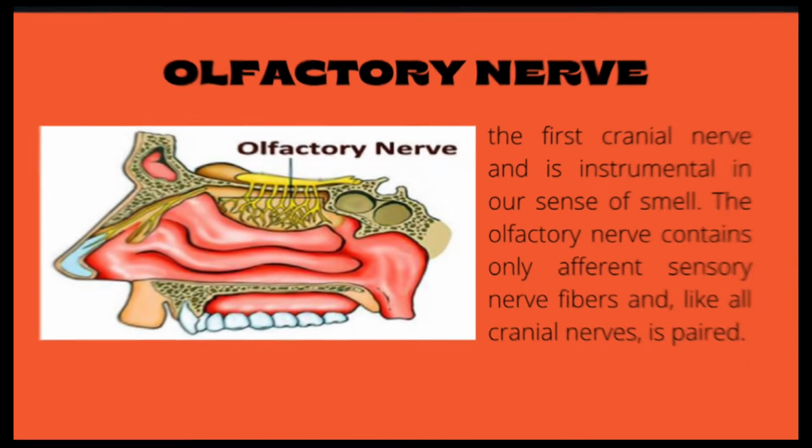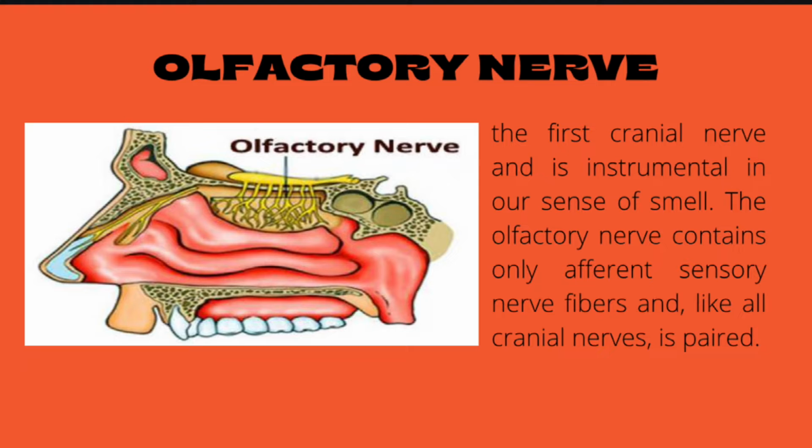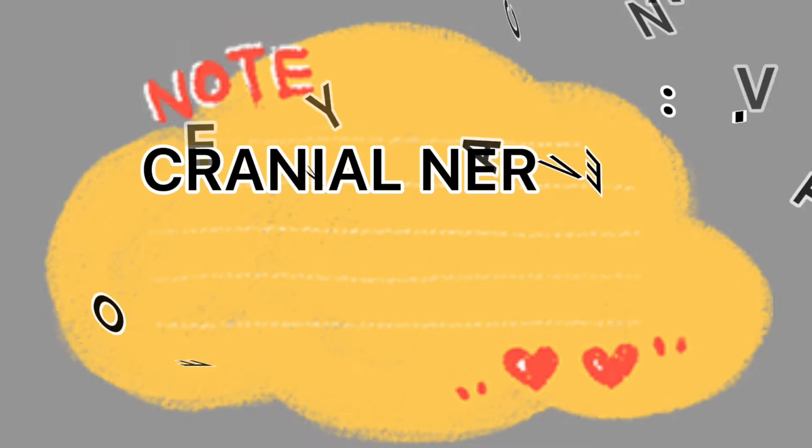The first one to assess is the olfactory nerve. Olfactory nerve is the first cranial nerve and is instrumental in our sense of smell. The olfactory nerve contains only afferent sensory nerve fibers and, like all cranial nerves, is paired.